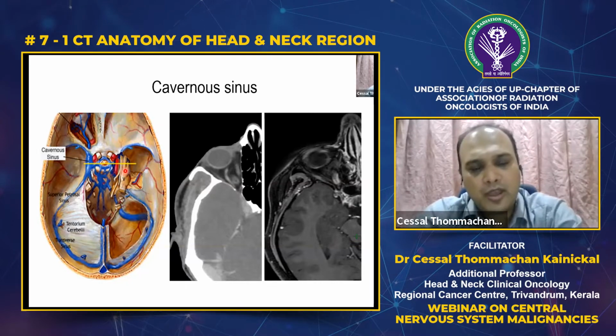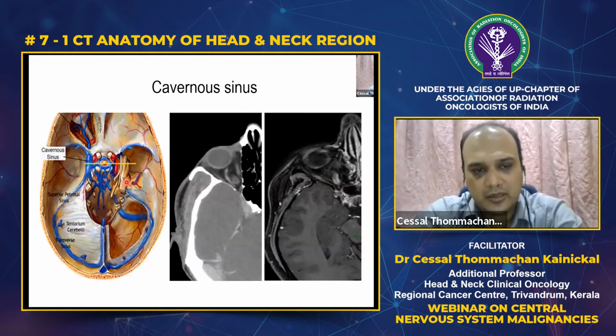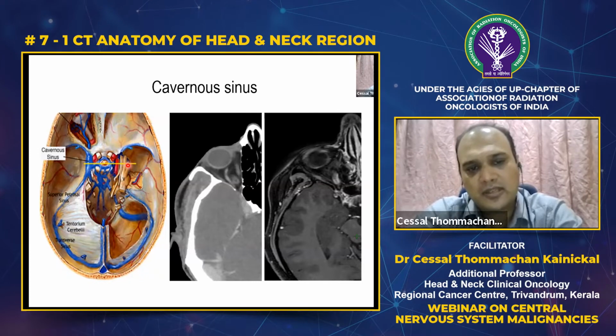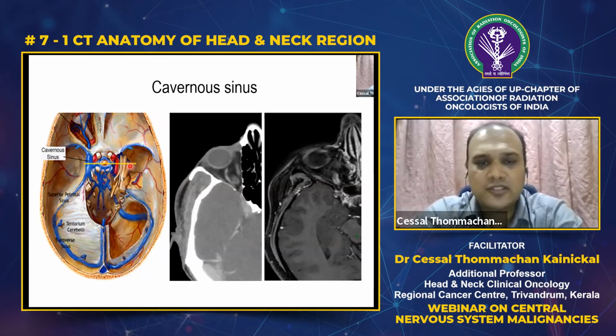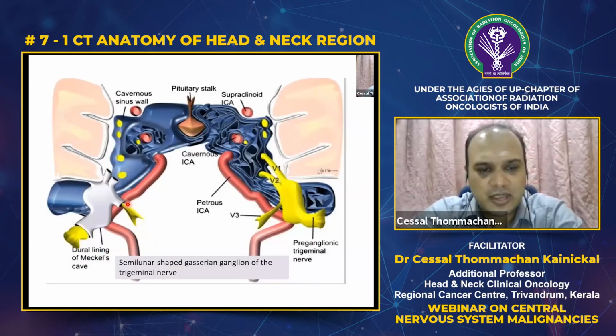When you have a cavernous sinus involvement, mostly the third division of the 5th cranial nerve is spared. This is the foramen ovale, which transmits the mandibular division of the 5th cranial nerve. The 3, 4, 6, and the first and second divisions of the 5th cranial nerve are involved generally in cavernous sinus involvement. So coming to this, I have already shown you.